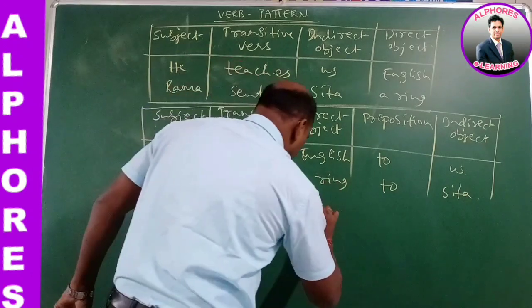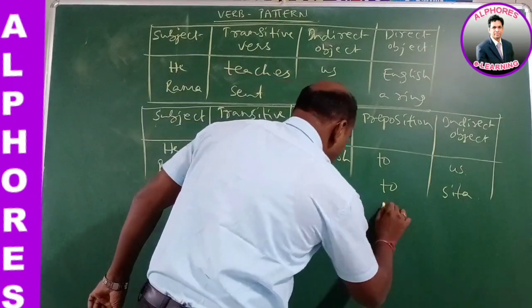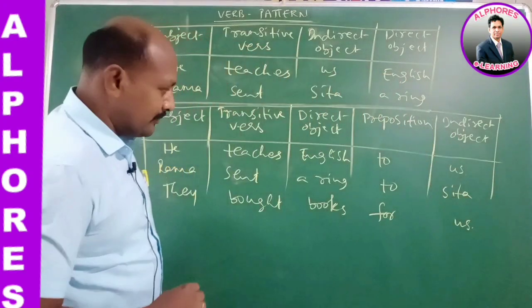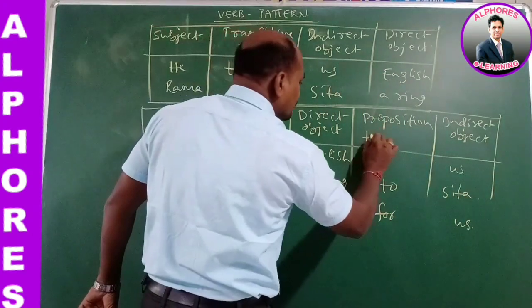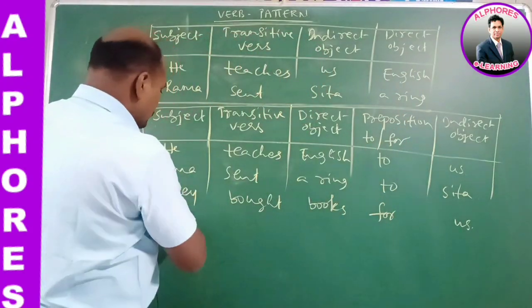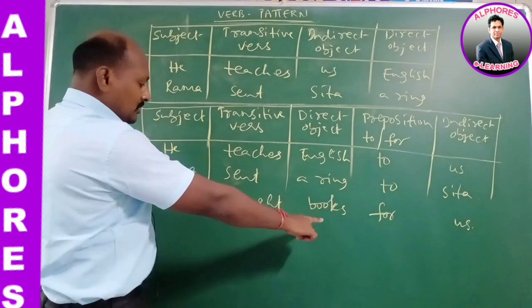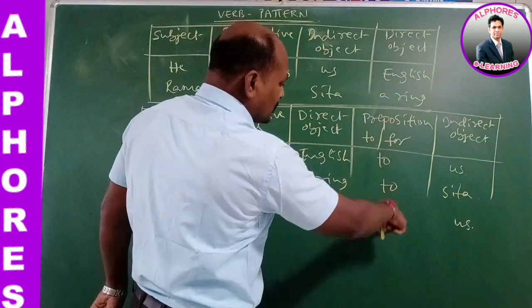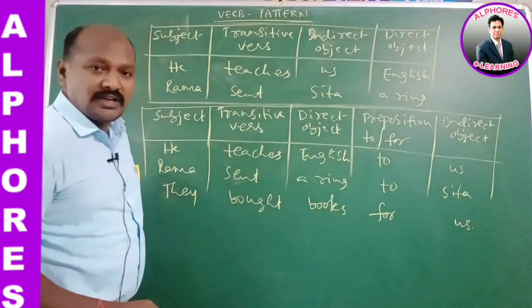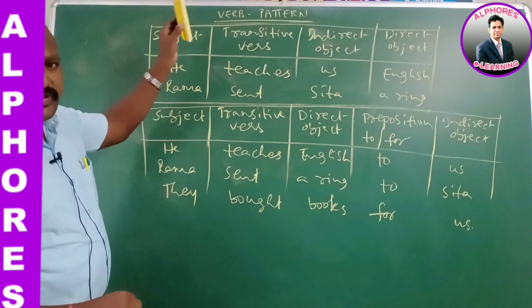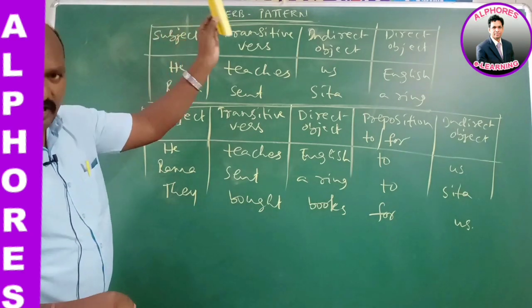They bought books for us, for example. Preposition, generally, means we take to or for. So they is the subject, bought is the verb, books is the direct object, for is the preposition, and us is the indirect object. In this way, this comes. So SVOO means subject, verb, indirect object and direct object.